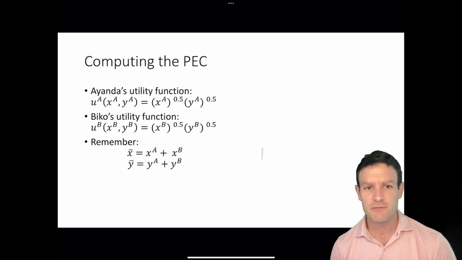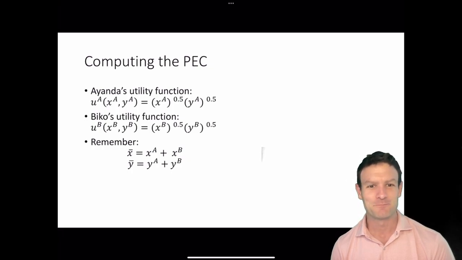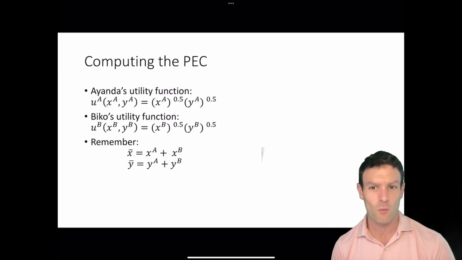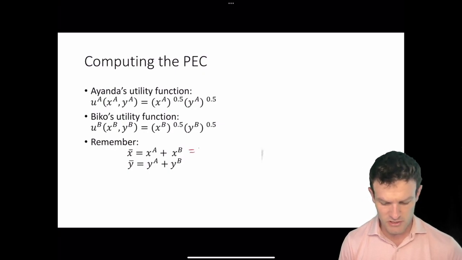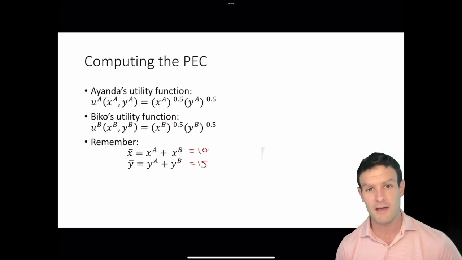We have the utility function for A and the utility function for B, and both of them are Cobb-Douglas with alpha equal to 0.5. And remember that x bar equals x^A plus x^B. So that's the total amount of x in the economy must equal the total amounts given to Ayanda and Biko. And similarly for y, we've got ya plus yb equals y bar. Now remember, in our economy, there are 10 units of x and there are 15 units of y.